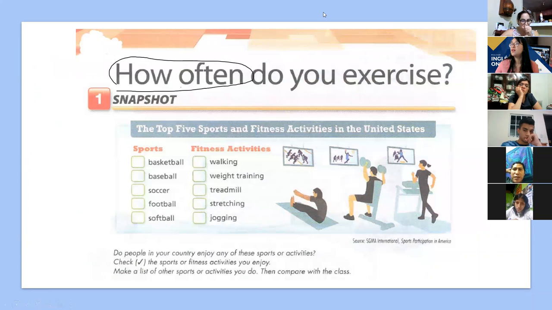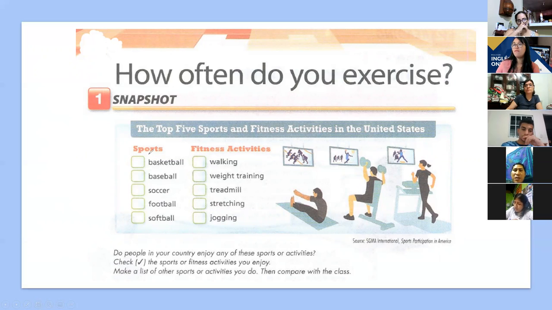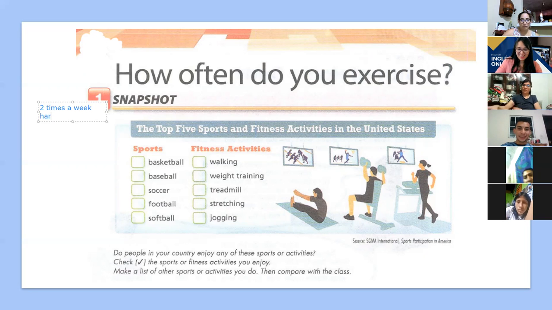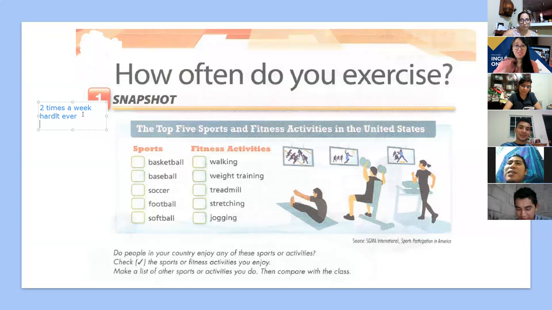¿Qué tan seguido ustedes hacen ejercicio? Okay, what about in your case, Holman? How often do you play basketball? How often do you exercise? Or how often do you play basketball, baseball, soccer, football? How often? Por ejemplo, dos veces a la semana? Two times a week? Hardly ever. Casi nunca. Hardly. Okay. Hardly ever.